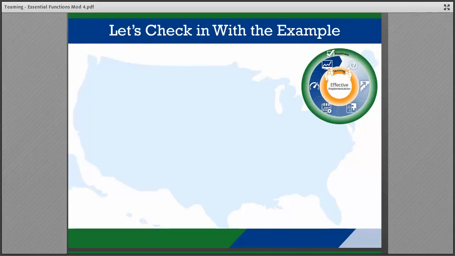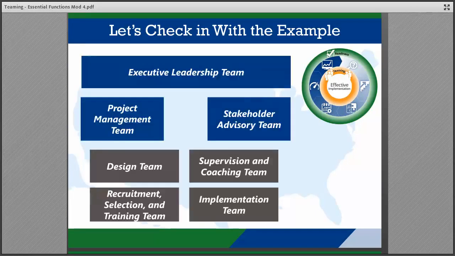Let's hear more about the example. As Diamond County moves forward with delivering the selected intervention, solidifying their communication plan and external communication strategy, they begin to discover the makeup and responsibilities of some teams may need to be revisited. They had developed 3 teams: the executive leadership team, the project management team, and the stakeholder advisory team, as well as 4 sub-teams: the design team, the recruitment, selection, and training team, the supervision and coaching team, and the implementation team. A critical part of the communication plan was the sharing of fidelity assessment data with supervisors, so they could share any concerns with decision makers and adjustments could be made if needed.